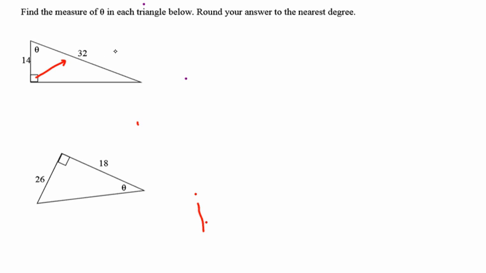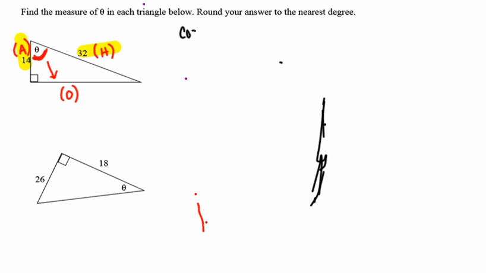So my hypotenuse, remember, is always directly across from the right angle. So the side whose length is 32 is the hypotenuse. Theta is the angle I've been given to work with, so the side opposite that is going to be the bottom side of my triangle. The adjacent leg is going to be the leg whose measure is 14. So in this particular example, what I've been given to work with is the adjacent side and the hypotenuse. I need to use the trig ratio that deals with adjacent and hypotenuse. So the big winner here is cosine. Cosine is the ratio between the adjacent leg and the hypotenuse.